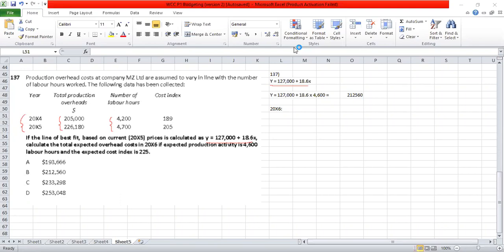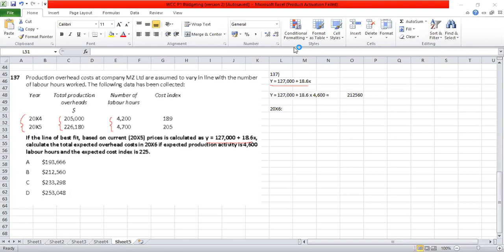If that is the case, without taking the index value, we could calculate the total expected overhead cost in 20x6 only considering the trend. Trend is given by an equation y is equal to a plus bx. Only taking the trend, we could calculate the production overhead to be 212,560. But then we also have to incorporate the expected cost index.